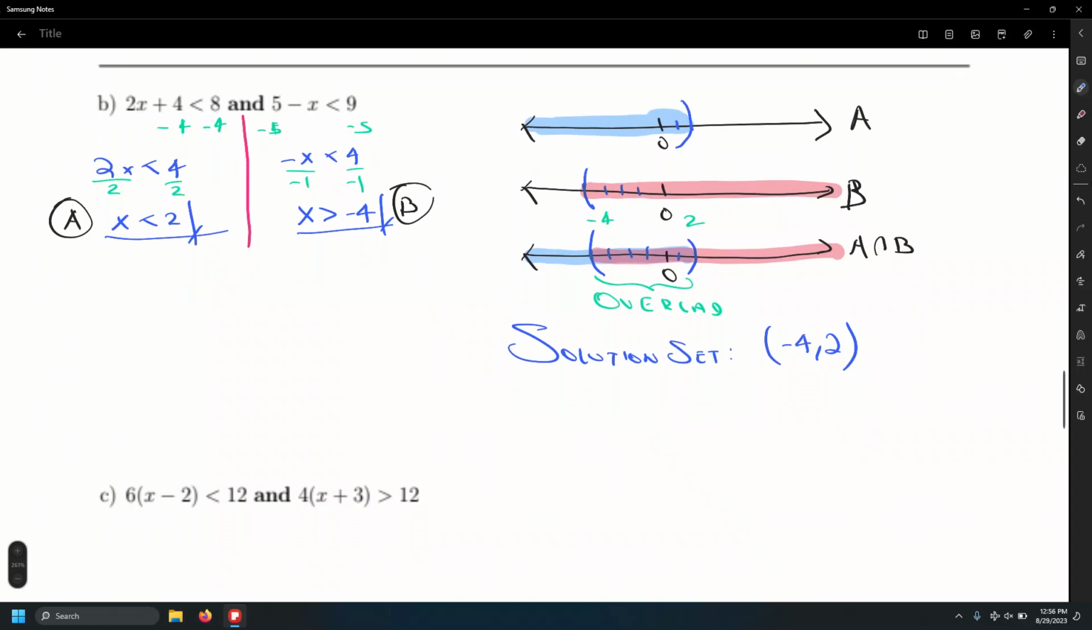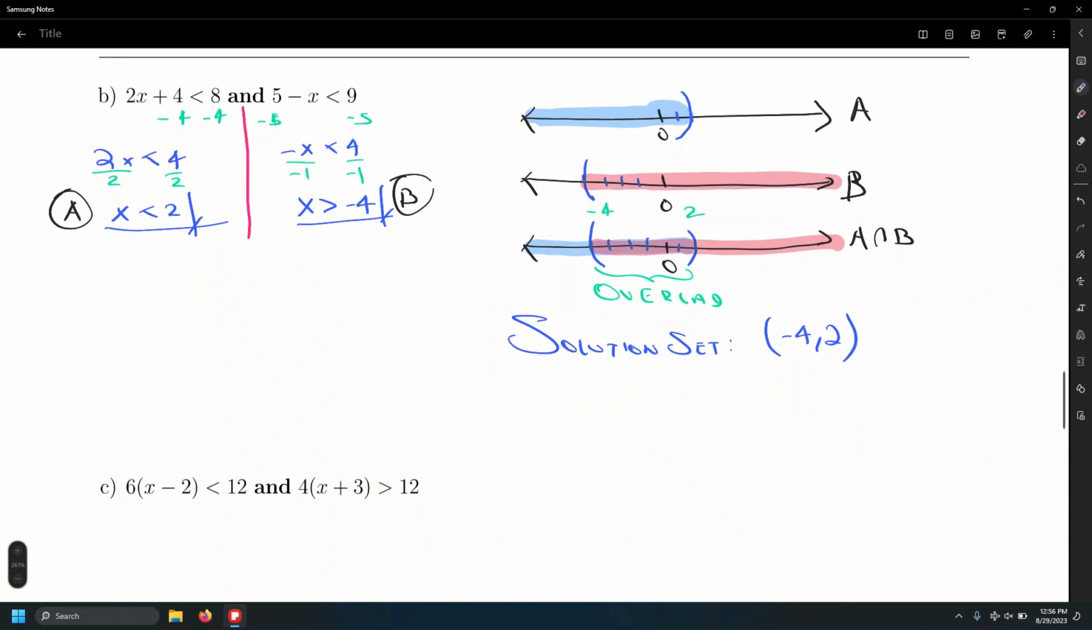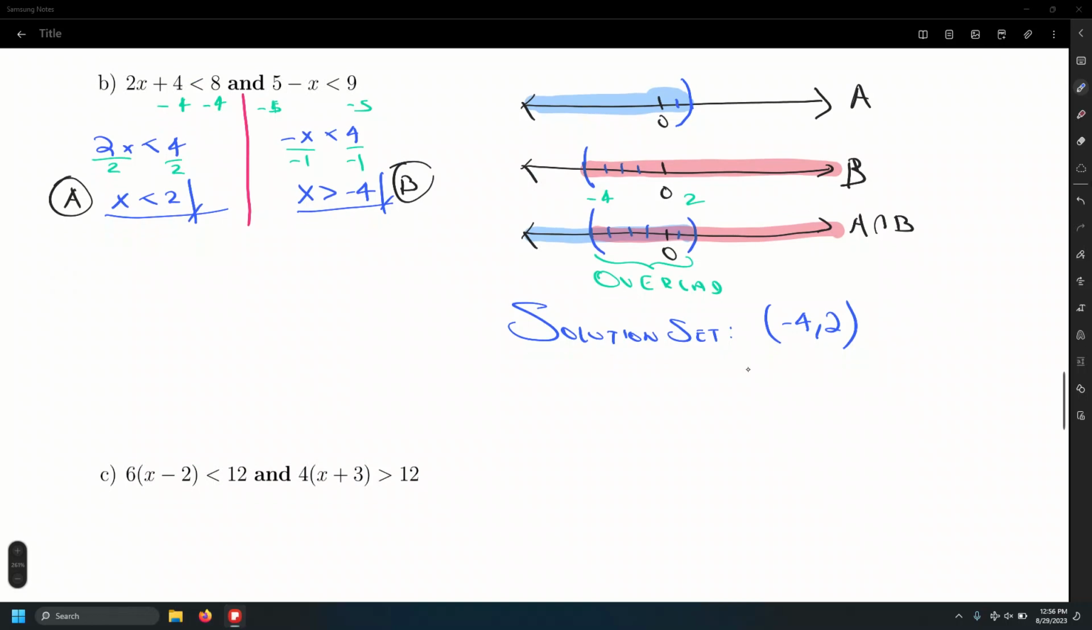But again, we're also expected to write this result using set builder notation, not just the interval notation. So that's going to be x such that x is between -4 and 2. However, we just put the less than without the equal because again we have parentheses. We don't have any brackets in any of the cases. All right.